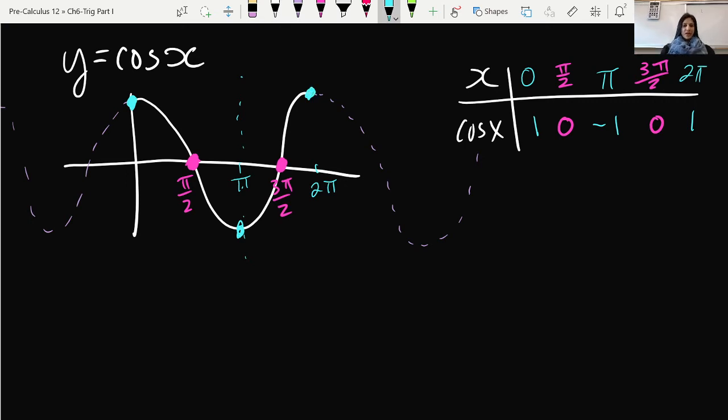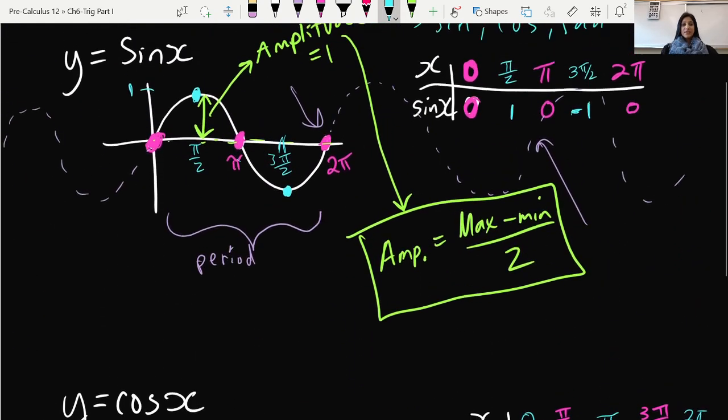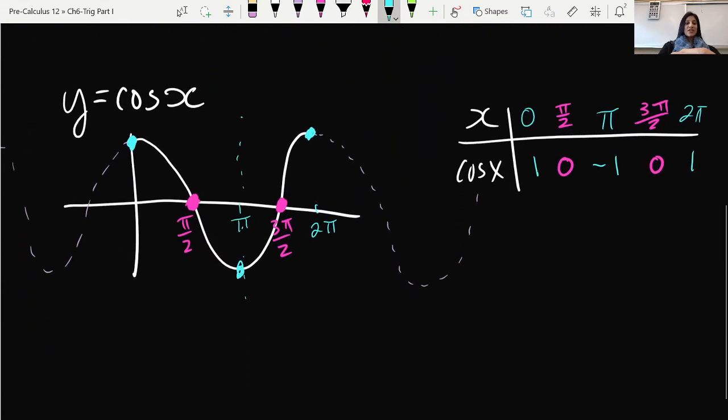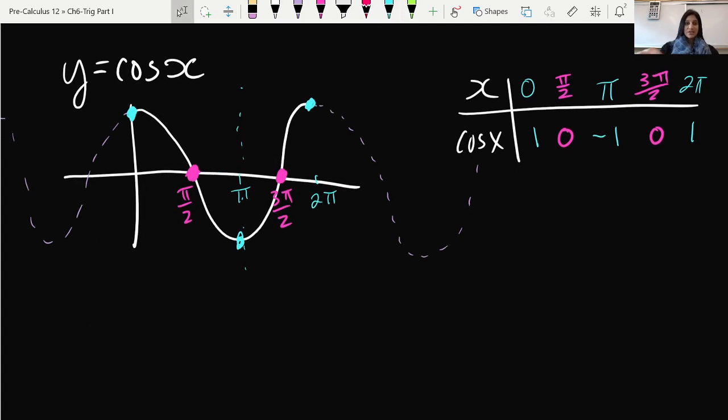So I hope that that helps to clear up the difference between the sine x and the cos x graph. Sine x starts at 0, cos x starts at y equals 1. So that's a pretty significant difference to focus on or to look at.